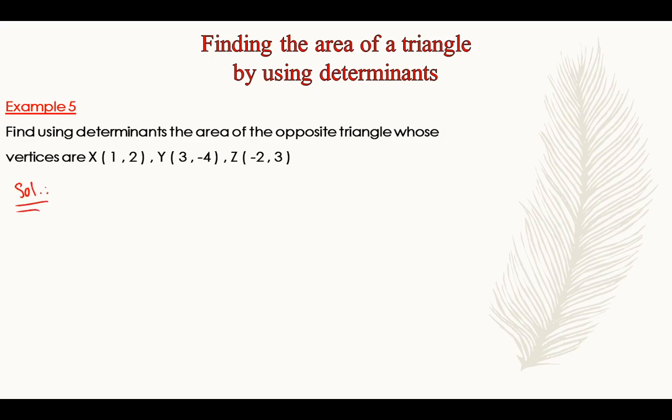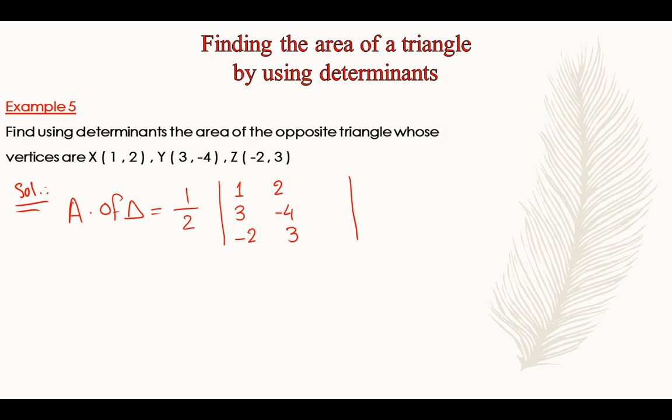Solution. Area of triangle will be equal to half the positive value of the determinant. How can we write this determinant? In the first row we are going to write the coordinates of x, 1 and 2, and in the second row we are going to write the coordinates of y, 3 and negative 4, and in the third row we are going to write z coordinates, which is negative 2 and 3.